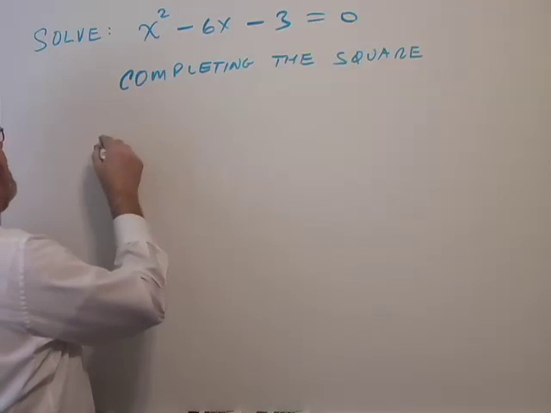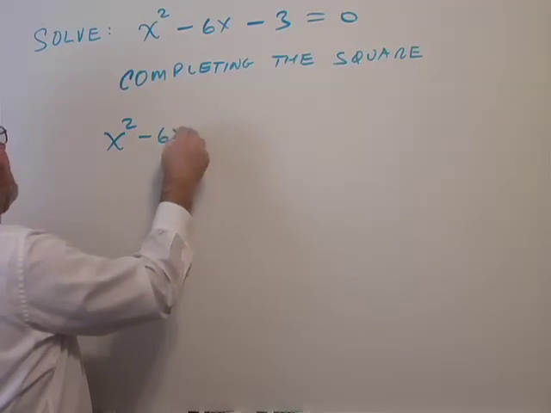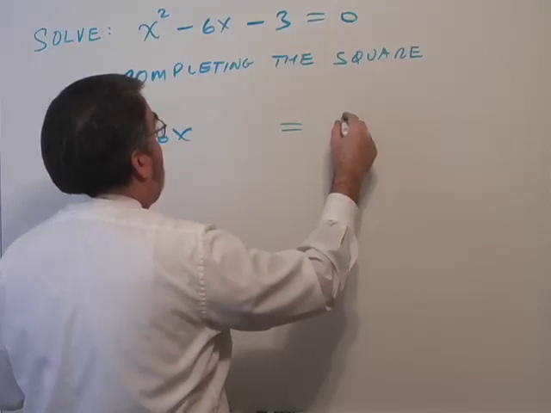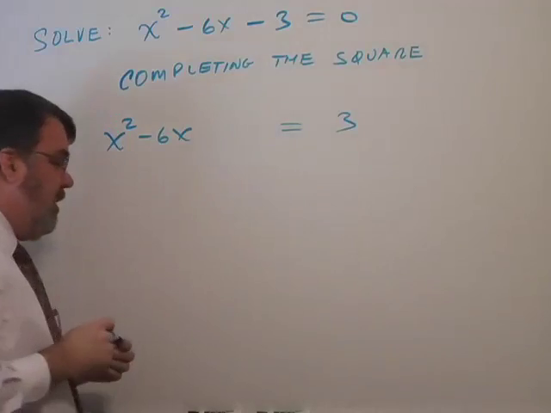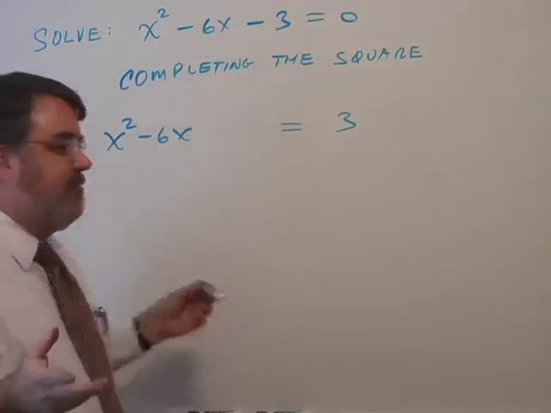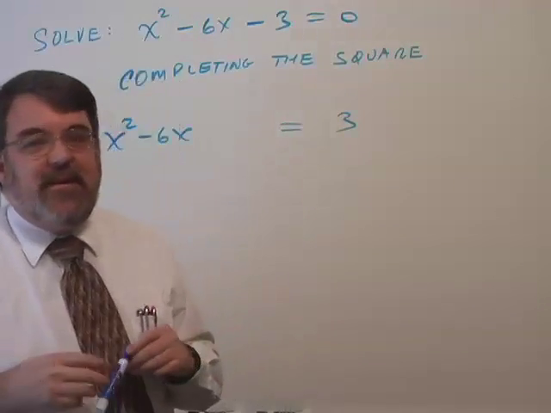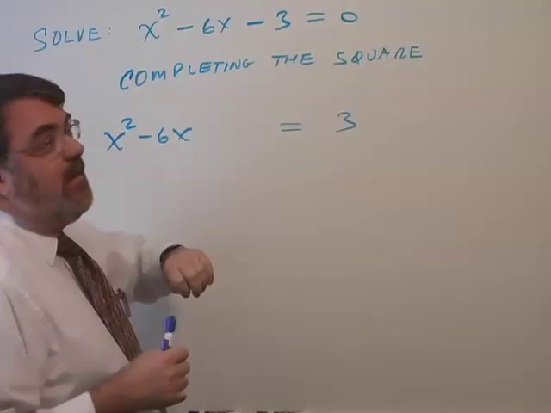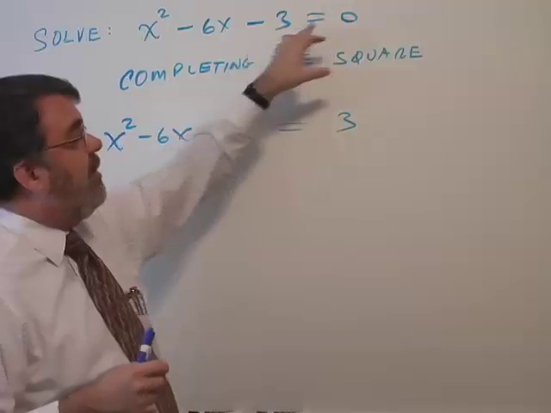And so now watch how I write this. It's going to be x squared minus 6x, I'm going to put a space here, equals positive 3. Now that might seem a little counterintuitive because normally we deal with quadratic equations written in descending powers equal to 0.